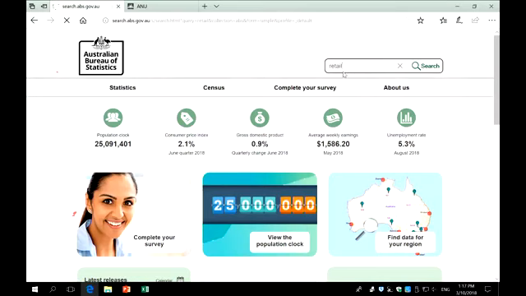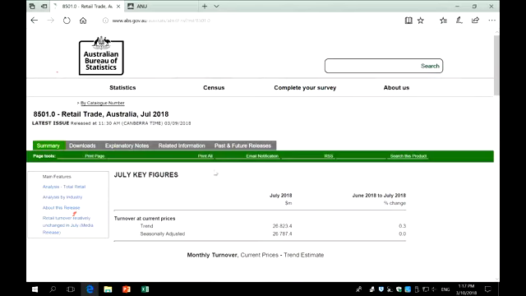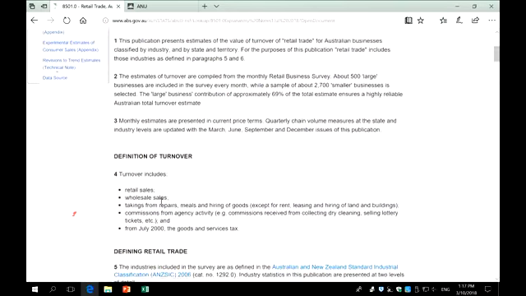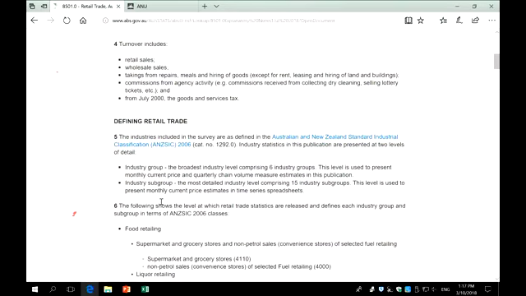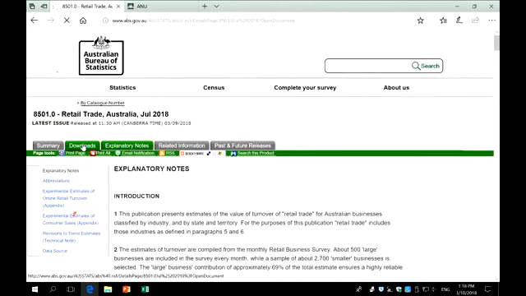So from the ABS website, you might simply go to retail trade. You'll find the definition of the industry, they report the retail trade turnover in the explanatory notes. So obviously Australian Food, that's the business segment of Woolies, will compete in this sub-industry of supermarket and grocery stores of the food retail. So let's have a look at the data.